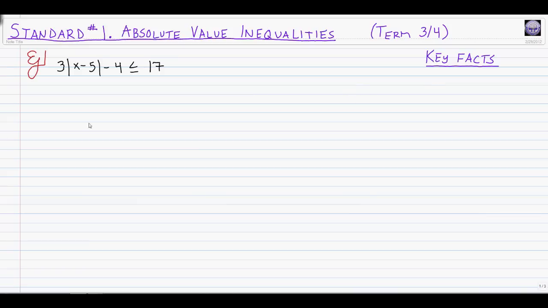So anyway, I decided to go ahead and start with standard number 1, the absolute value inequalities. This one's been pretty good this term out of most of the standards. This has by far been one of the better ones. But at the same time it's good to go through a review and talk about all the important stuff involved here.